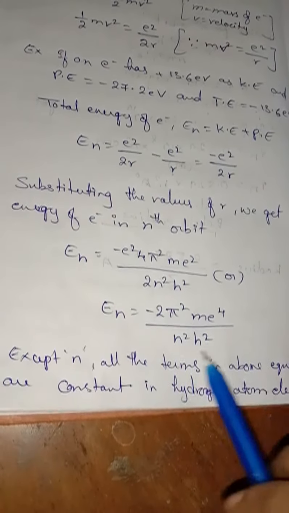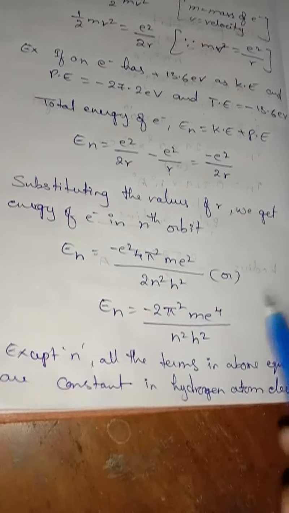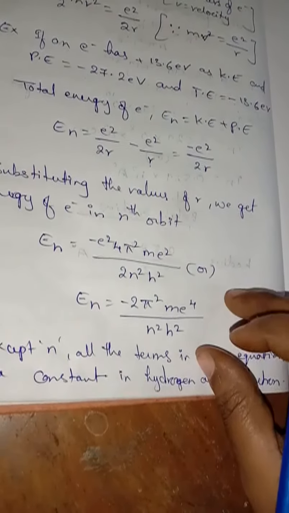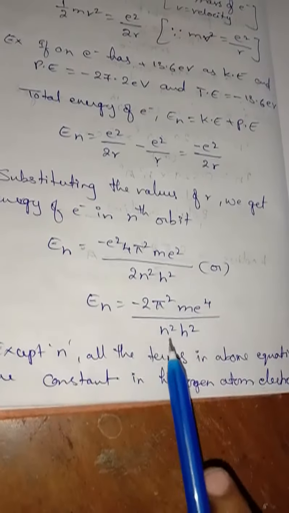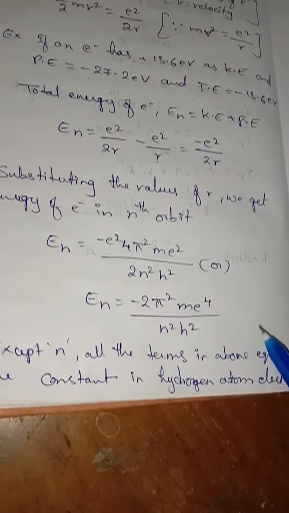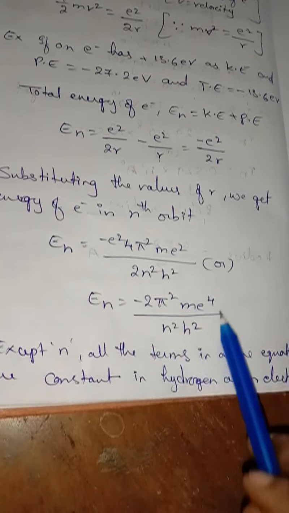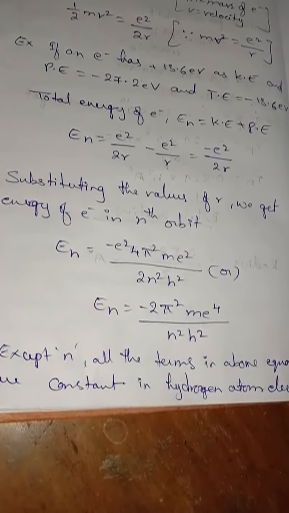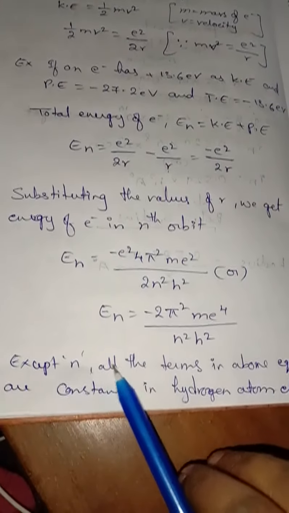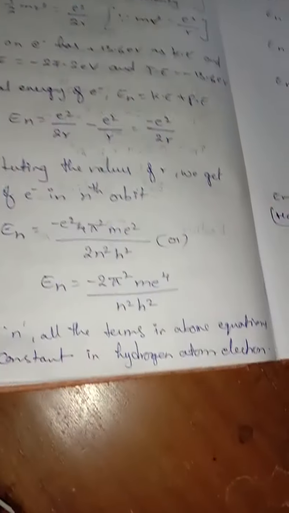So except this n, remaining all the values that we are using in this equation are constant for the hydrogen atom electron. Understand, children? So except this n value. n means orbit, isn't it? So which orbit it is present in, that one. Except this, remaining all values are constant. So here except n, for all the terms, these are constant values.